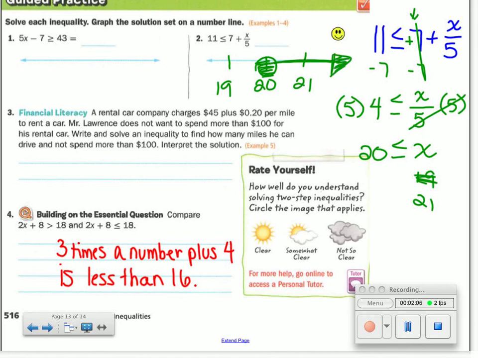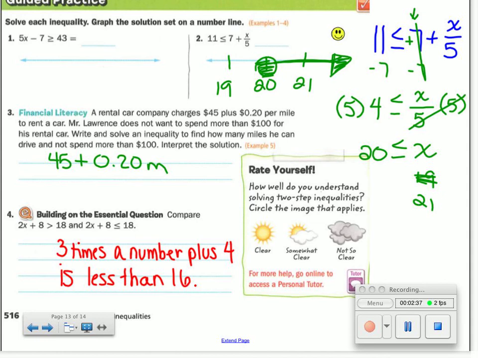Also, looking at number 3, I just want you to at least be able to write this out. It says a rental car company charges $45 plus, so I'm just going to put a plus, 20 cents per mile. Anytime you hear something per something, like $8 per hour or $3 per cone or whatever it happens to be, you know you're multiplying. So it's going to be 20 cents per mile.